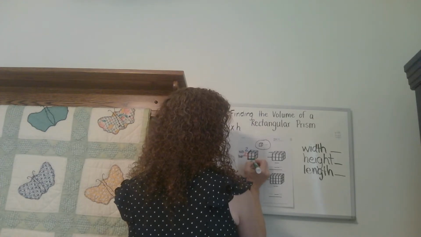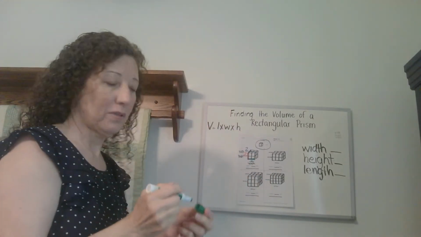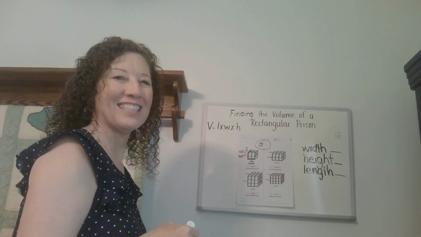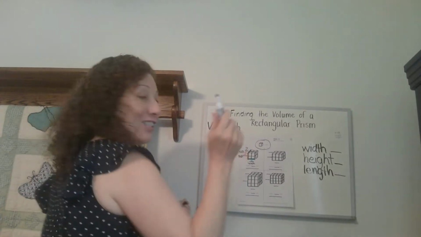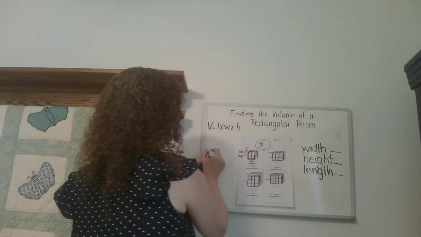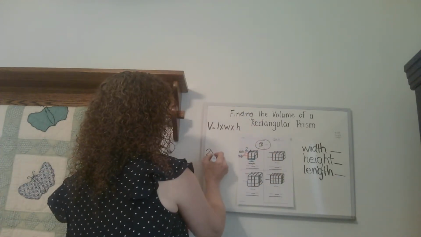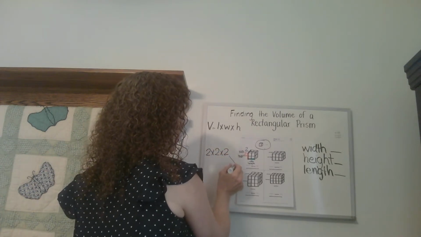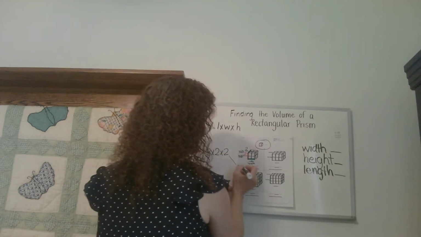There, and that is also 2 cubes. So now my number sentence would be, anybody know what it is? Good. It would be, I'm going to write it over here, 2 times 2 times 2, and you're going to write it on your line right here.